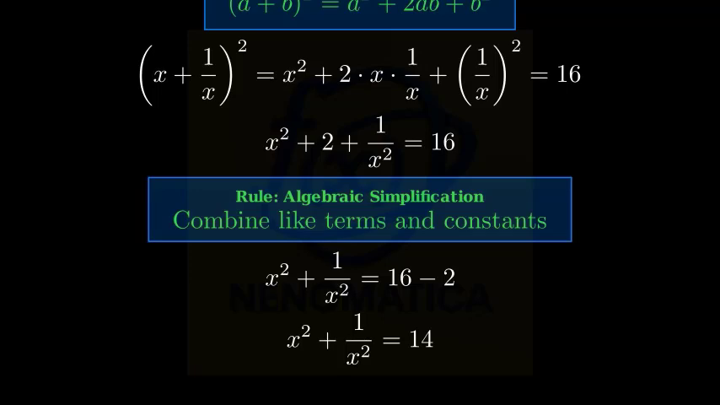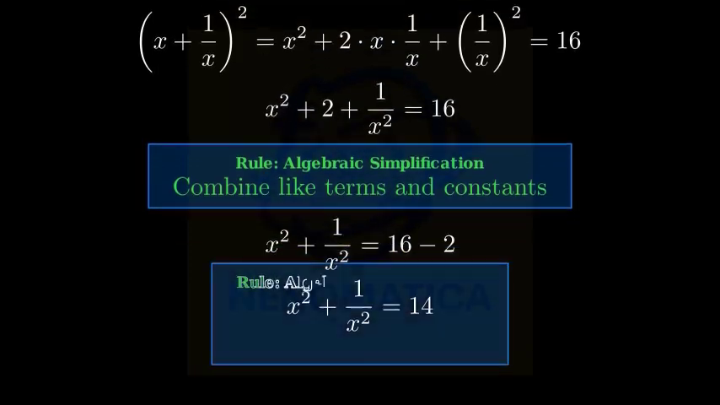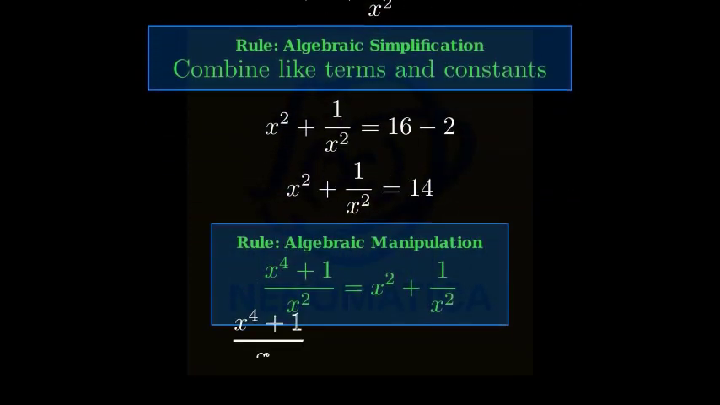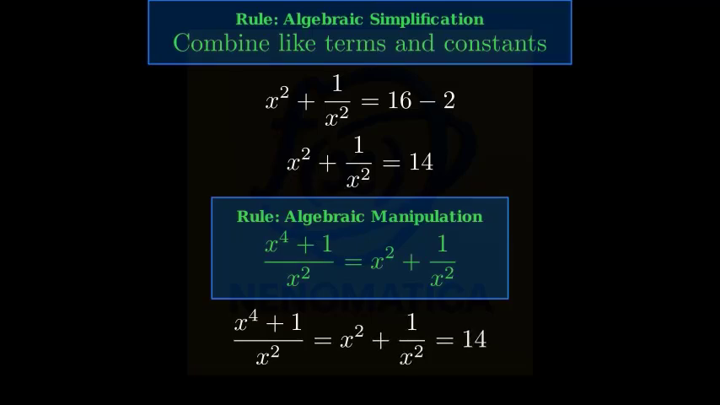Now, we need to relate this to our original question, which asks for the value of x squared over x to the fourth plus 1. Let's rewrite x squared plus 1 over x squared in terms of x to the fourth. Finally, we can rewrite this to find the value of x squared over x to the fourth plus 1.